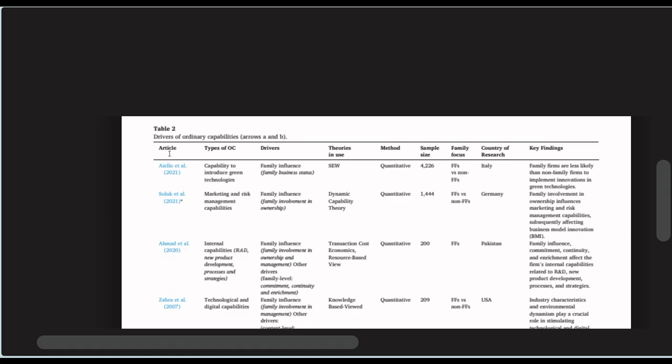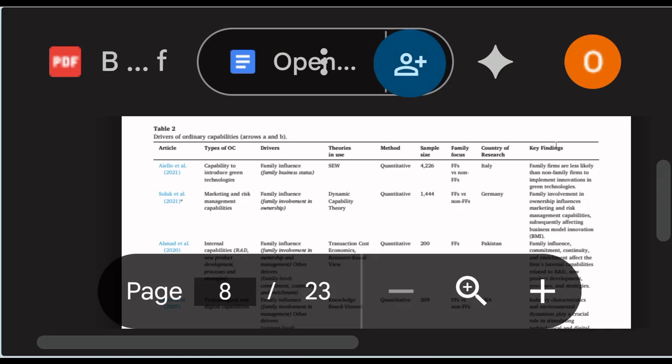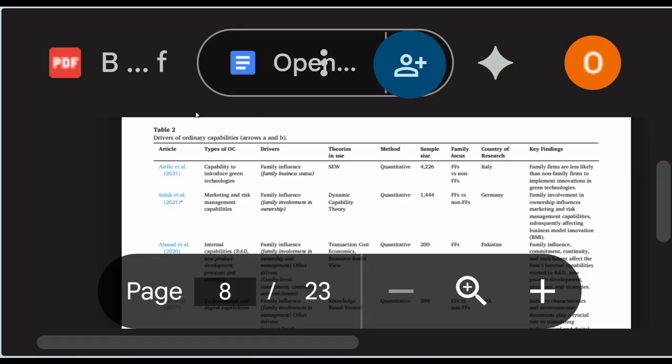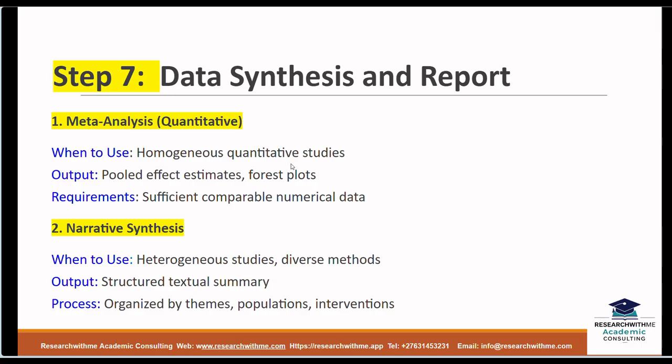You will see that the authors extracted the article, what they call article, which should be the title, the author, the type of OC. What do they represent by OC? Okay, organizational capability, type of organizational capability, then drivers, theory in use, the method, the sample size, the family focus, the country of research, and the key findings. These are the things that concern them. So without overflogging this issue, what you extract is a function of your research question.